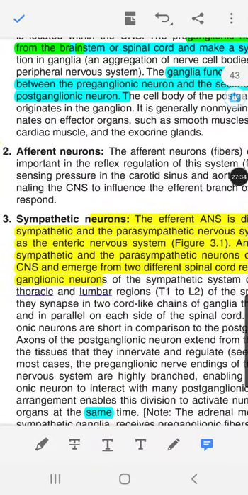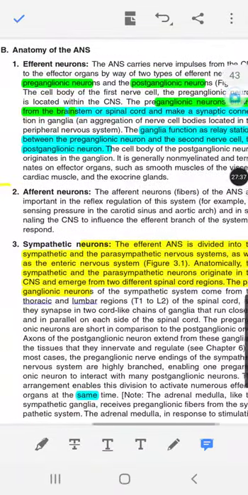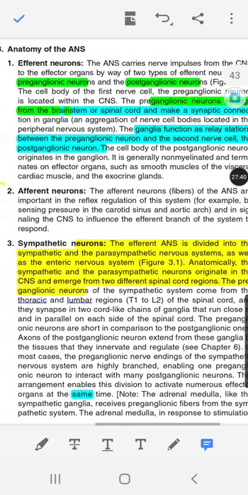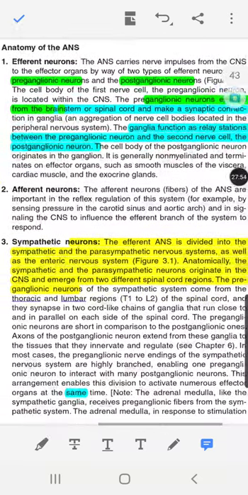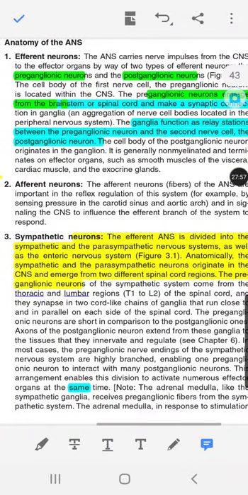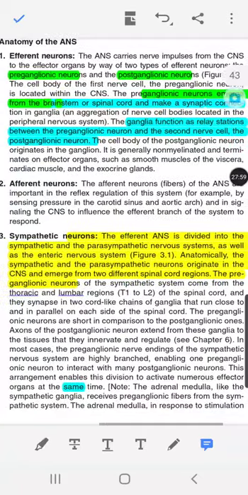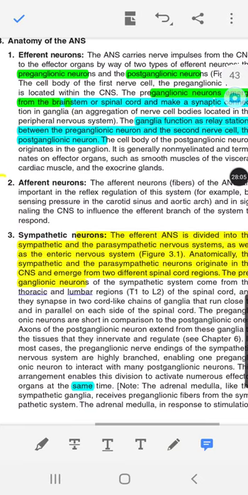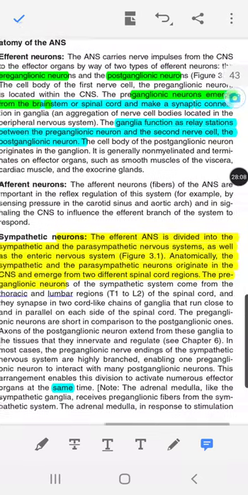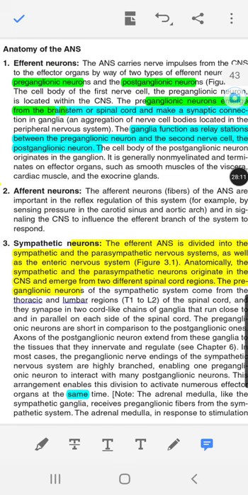So these are the postganglionic neurons, generally non-myelinated, and they terminate on effector organs such as smooth muscles, viscera, cardiac muscle and exocrine glands. The next thing is afferent neurons. The afferent neurons of the ANS are important in the reflex regulation of this system, for example by sensing pressure in the carotid sinus and aortic arch, and in signaling the CNS to influence the efferent branch of the system to respond.